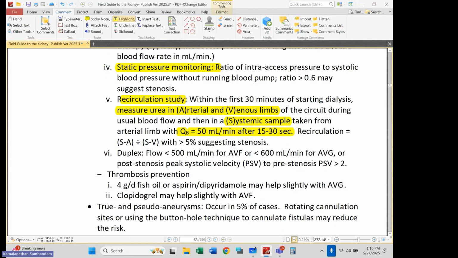And so my urea concentration should be similar to my circulating urea concentration when I turn my blood flow down that low. And my recirculation can be calculated as the systemic concentration minus my arterial concentration, over my systemic concentration minus my venous concentration, okay? If that parameter is higher than 5%, that suggests meaningful amounts of recirculation, and therefore perhaps I have stenosis that's developing. Okay, duplex studies can also be done.